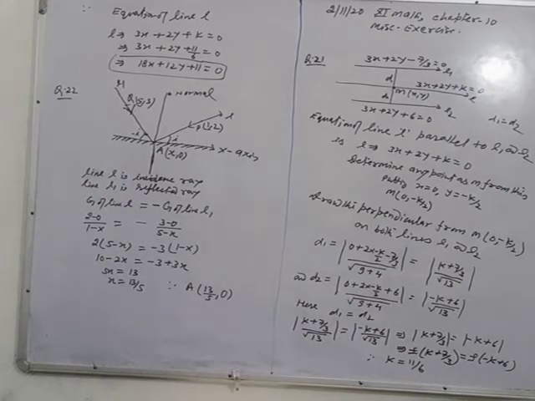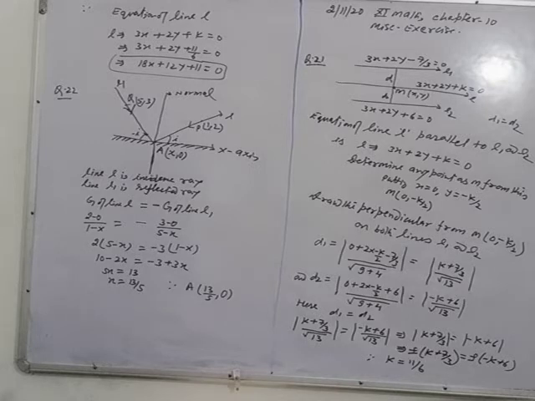11th math students, see some more problems from miscellaneous exercise, chapter 10. See question number 21. A line L having equidistance from two given lines L1 and L2. So L1 and L2 are parallel lines. L is parallel to both L1 and L2, having equidistance from both.